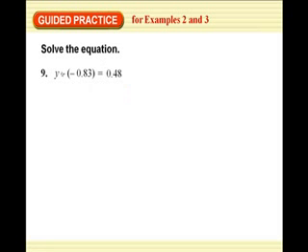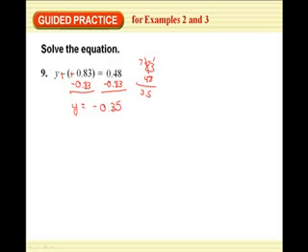I'm going to simplify first. So really it's y plus 0.83. So I'm going to minus 0.83 from this side, minus 0.83 from this side. I'm going to get, ooh, that one's bigger, isn't it? It's going to be more negatives, so the 83 needs to be on top because it's bigger. It won't let me finish it. So negative 0.35.